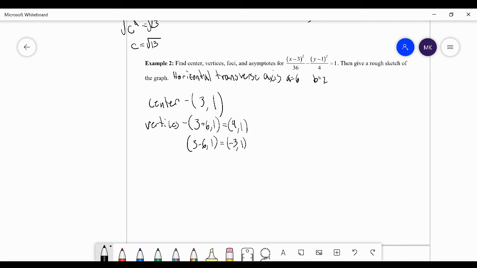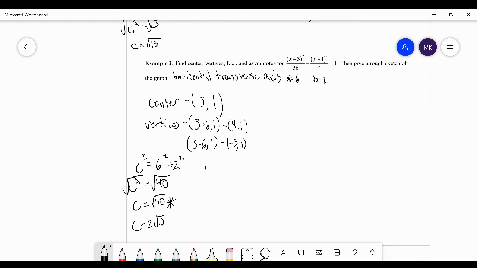So those are my two vertices. Now, to find my foci, I need to find C. So C squared equals 6 squared plus 2 squared. Now, what's nice about the way these equations are written is the A and B are already squared in the equation. It's 36 and 4. So if I just add this together, I get 40. So C squared equals 40, square root both sides. And C is a lovely square root of 40. Or if you want to, you can say 2 root 10. I'm going to go with square root of 40 because that's what I want to do.